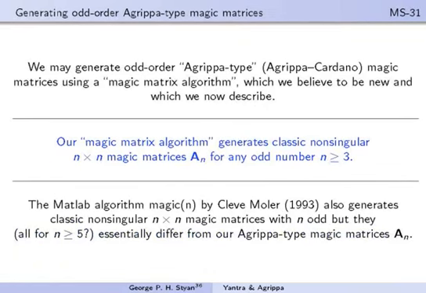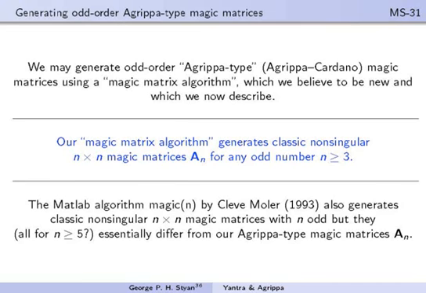We may generate odd order, Agrippa-type or Agrippa-Cardano or Agrippa-Cardano-Paracelsus-Kircher magic matrices using a magic matrix algorithm, which we believe to be new and which we will now describe. Our magic matrix algorithm generates classic non-singular n by n magic matrices A sub n for any odd number n greater than or equal to 3.